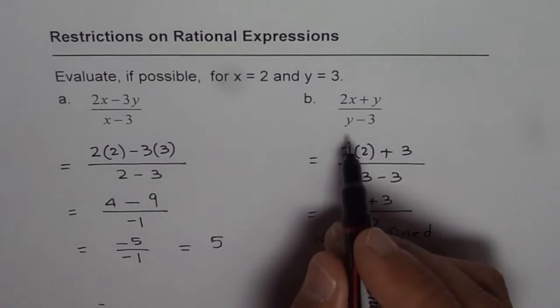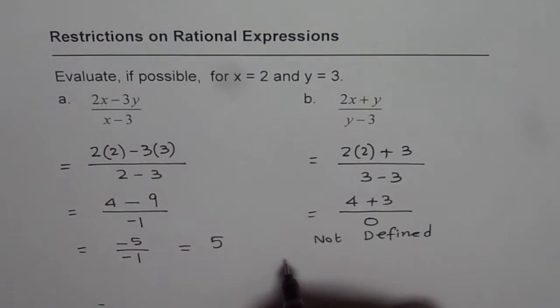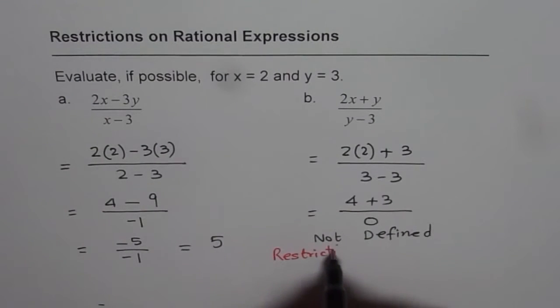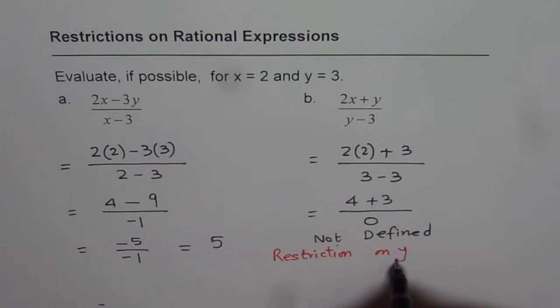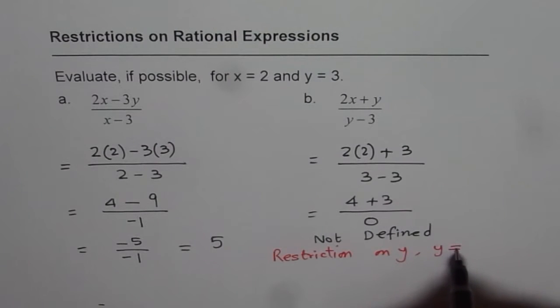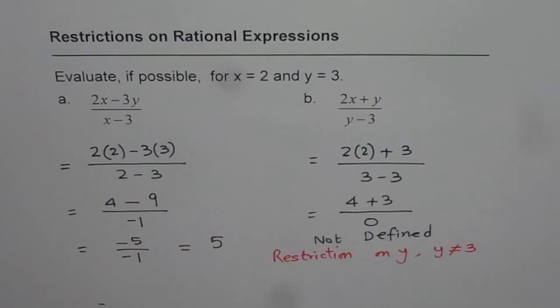So we say, well, y is restricted, so there is a restriction on y that it cannot be equal to 3. If we substitute y equals 3 in this expression, we get an undefined value, right? So that gives you an idea about why we have restrictions on rational expressions. I hope you appreciate it.